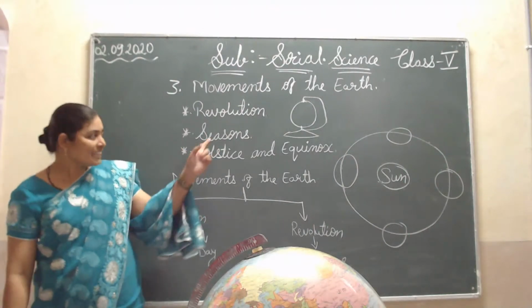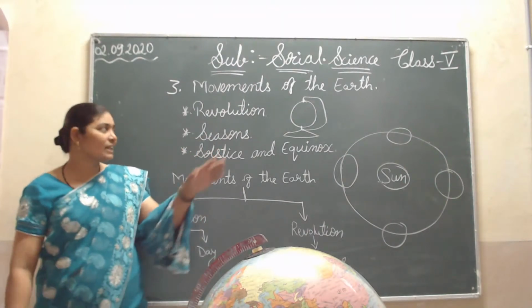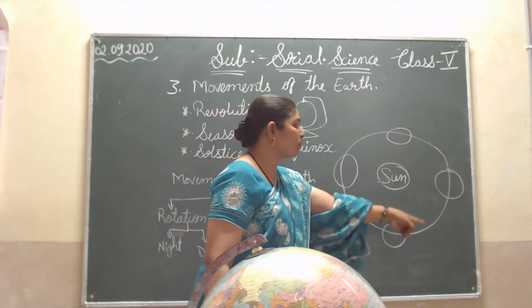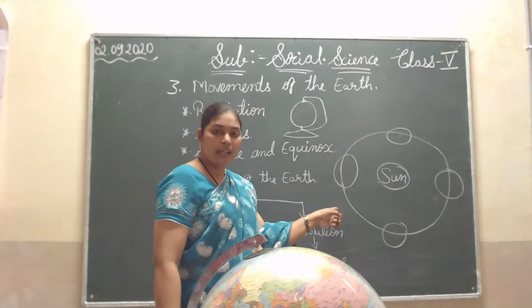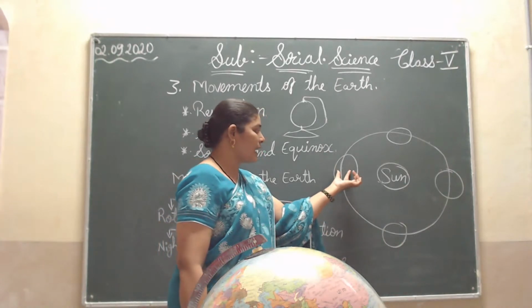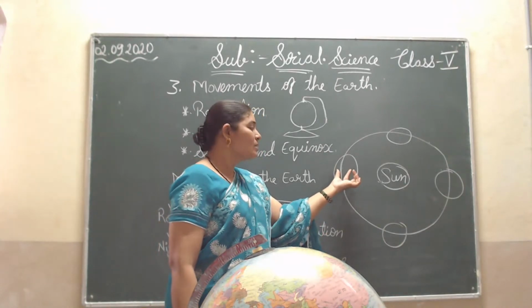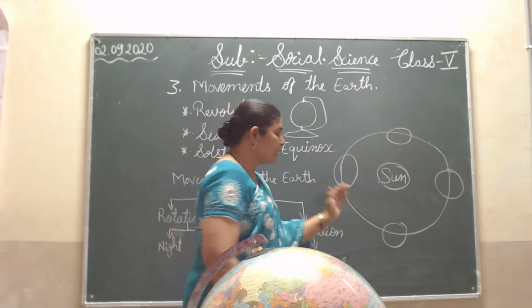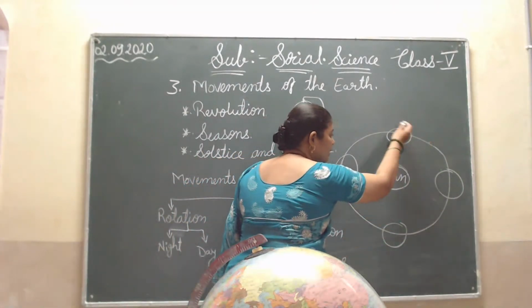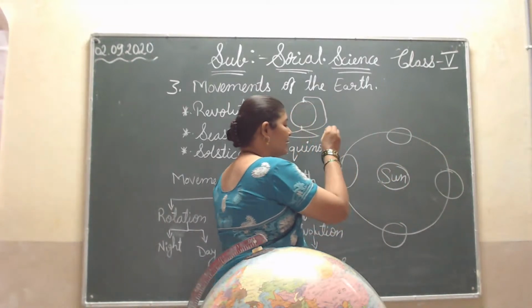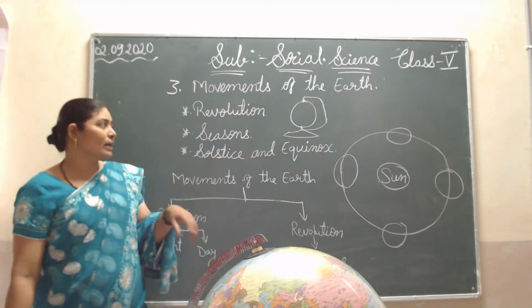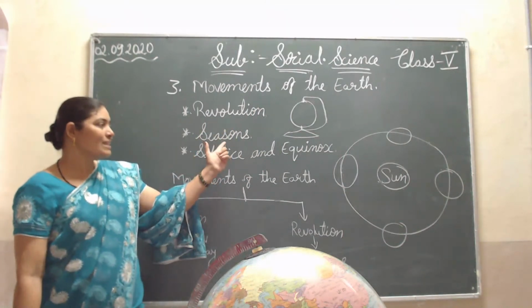Now seasons, the second point. First I told you rotation. Rotation means the whole path it takes on its orbit. The Earth slowly starts from here and rotates slowly, day and night, day and night, moving from here to there. When it reaches again, it takes 1 year. That is called the revolution. This one is over. Now seasons.